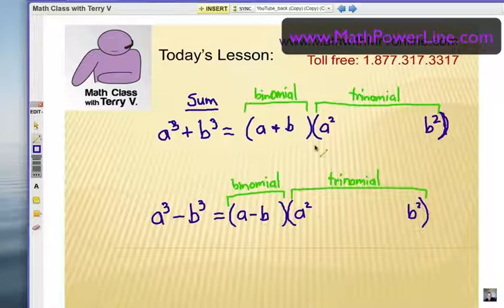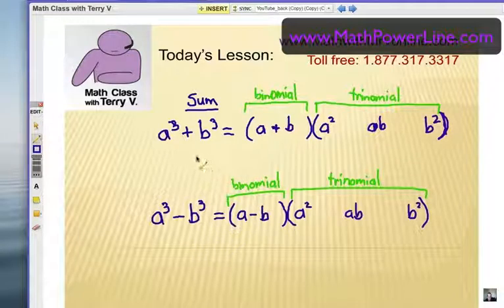Now what about the middle term? Okay, this is a trinomial second part. Well, the middle term is just the product of these two parts. So a times b is ab. All right, very simple so far. ab in both cases.